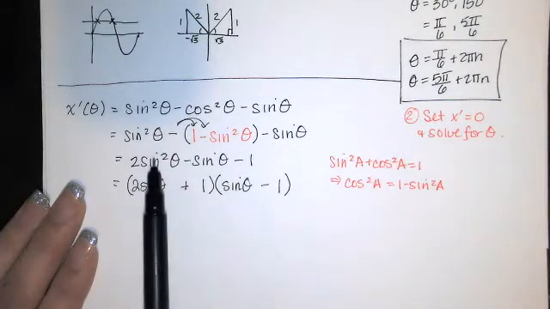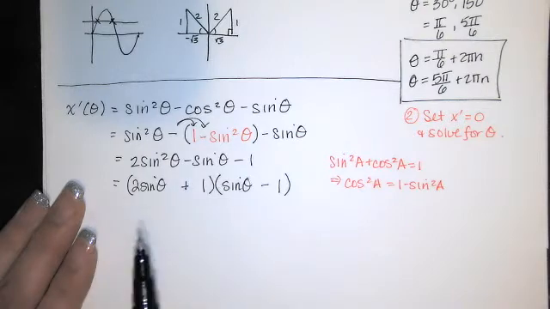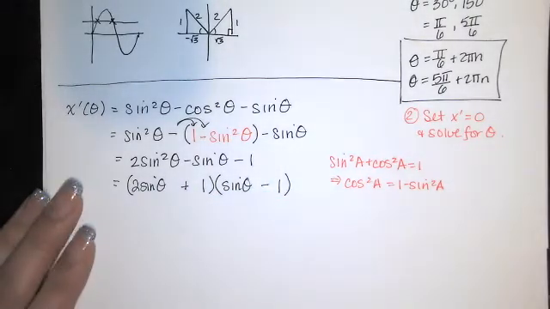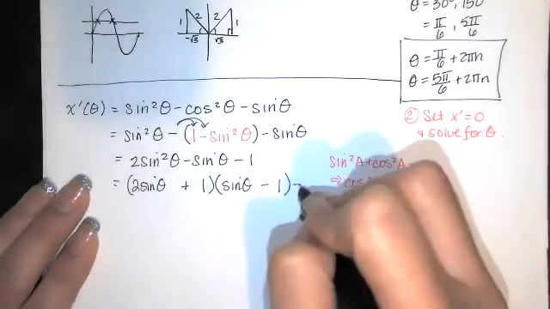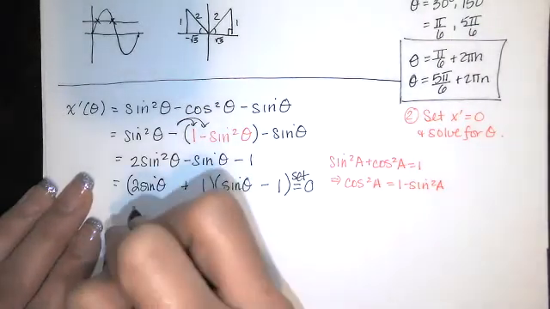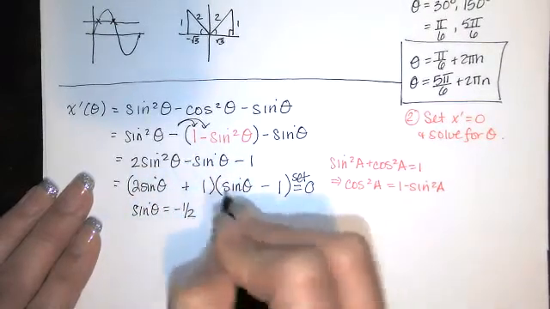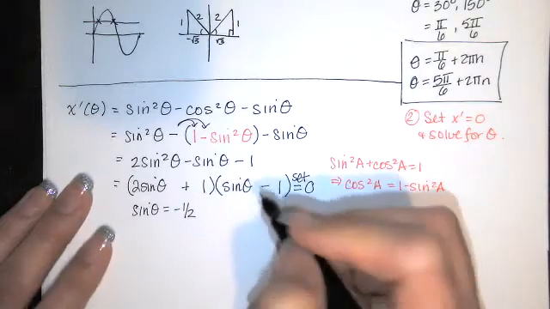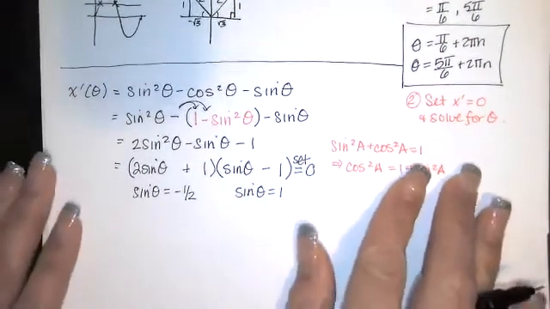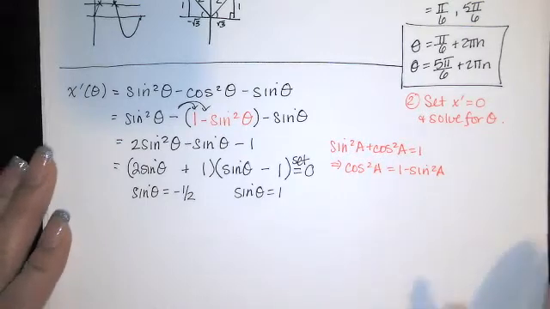Let's distribute. First times first is that. Outer times outer is negative 2 sine theta. Inner times inner is positive sine theta. So we get that. Last times last is that. Good. Okay, so now we can solve this for theta. I've got this times this equals 0, because we're setting it equal to 0 and solving. That means this factor is 0 when sine equals negative 1/2, and this factor is 0 when sine equals positive 1. Okay, so now we just have to solve those two trigonometric equations.